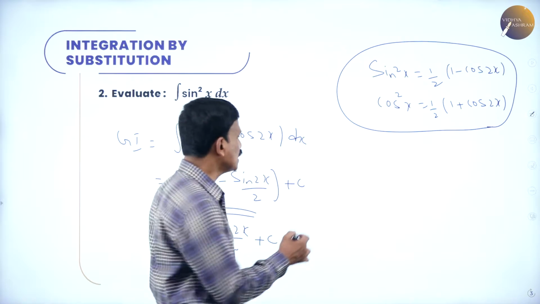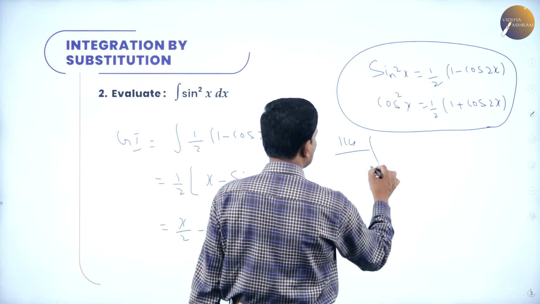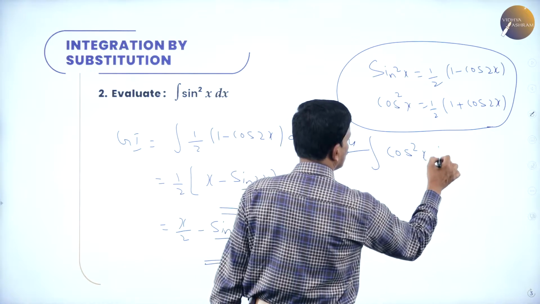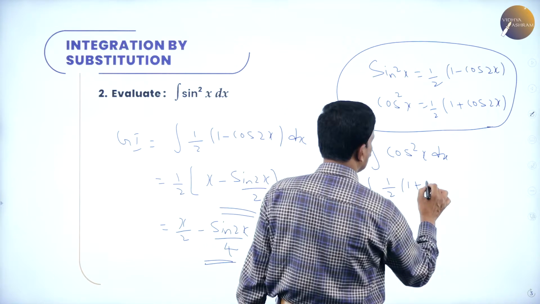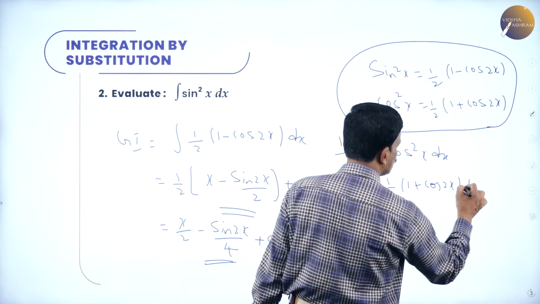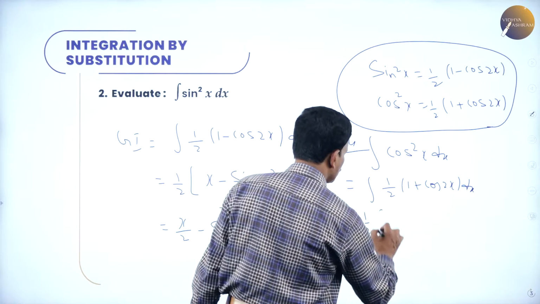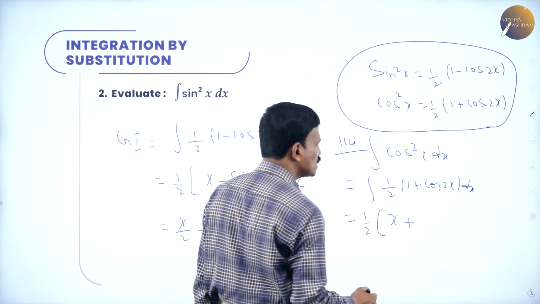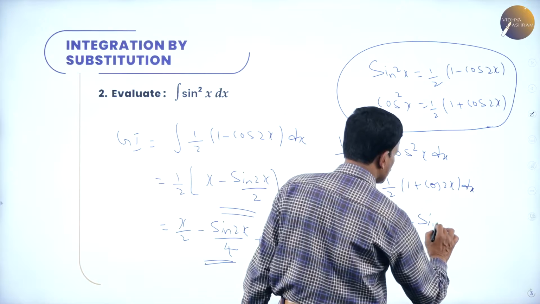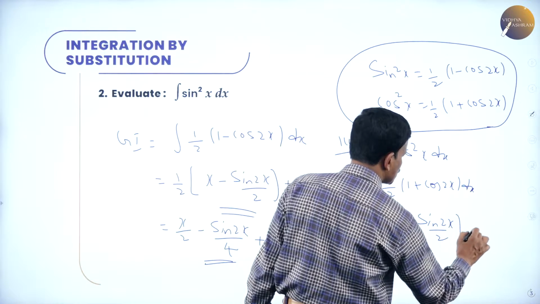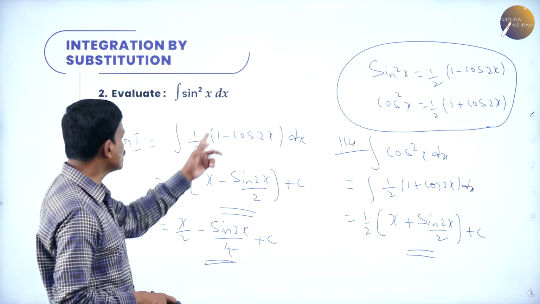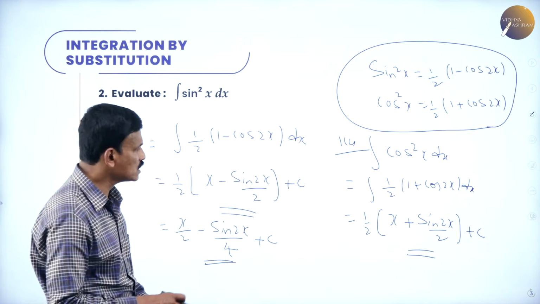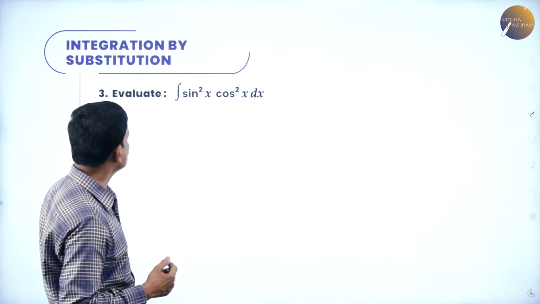Suppose if it is like this, similarly, if it is cos square x dx. So the cos square formula is 1 by 2 into 1 plus cos 2x into dx. So this is 1 by 2 into the integration of dx, which is x, plus the integration of cos 2x, which is sin 2x by 2, plus c is the integrated answer. If it is cos square, you will get plus. If it is sin square, you will get minus. That's it. Okay. Now let us come to the next problem.